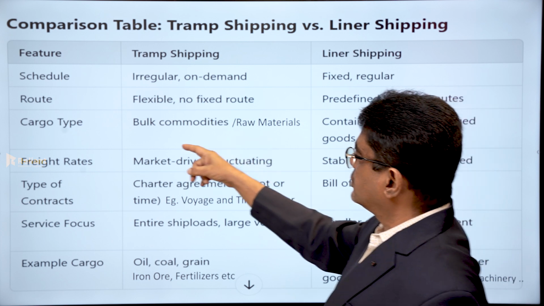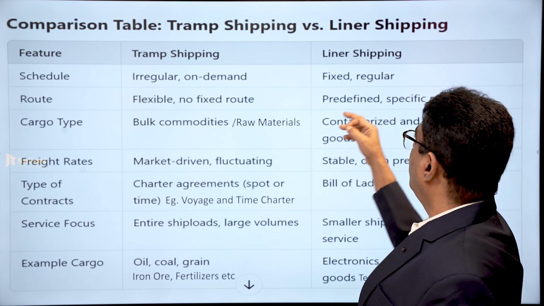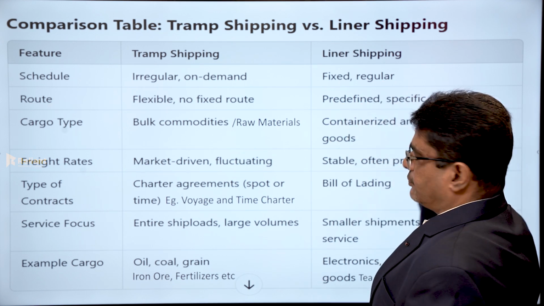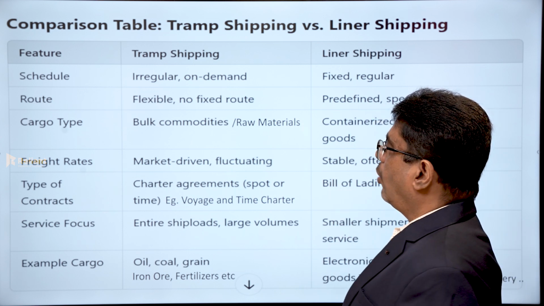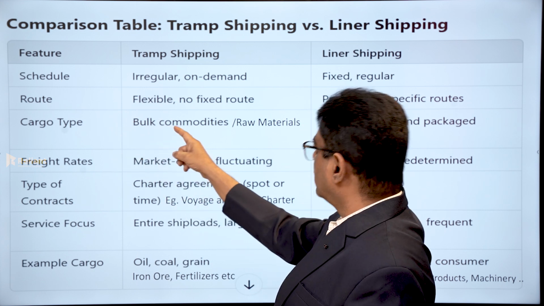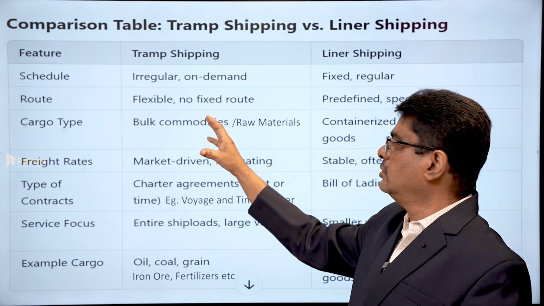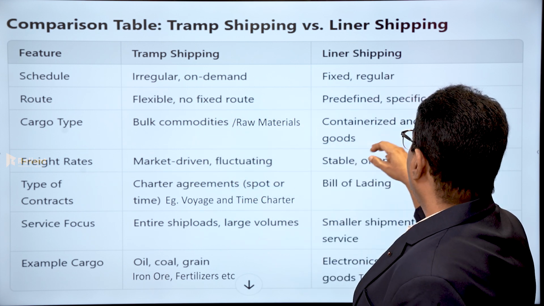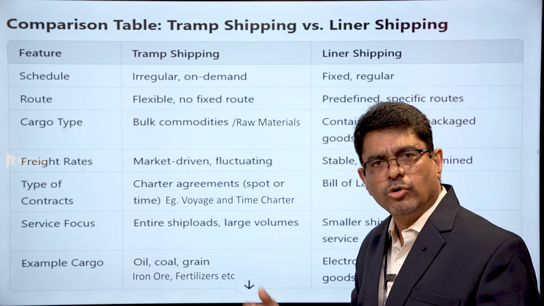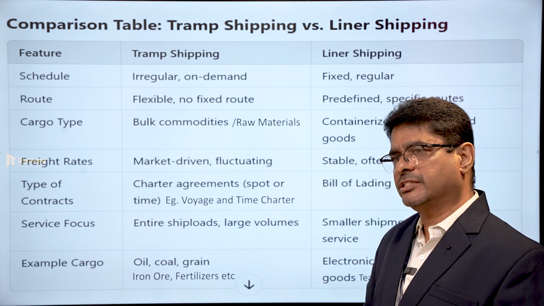Now, second is the route. Routes are flexible. There is no fixed route. But in the case of liner shipping, the routes are predefined and specific routes are there. Now, in the case of tramp shipping, the cargo types are bulk commodities, raw materials, homogeneous cargo, unpacked cargo. But in the case of liner shipping, all these are finished products, containerized cargo, packed cargo. This cargo will be either packed in bags, cartons, crates, bales, etc.